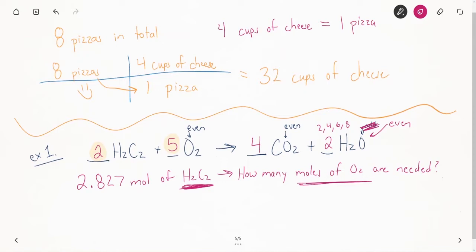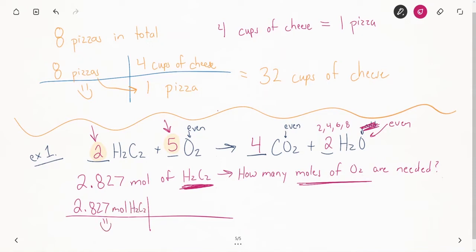But we can know exactly, we can actually do this perfectly. We can use this mole-to-mole ratio, the 2 to 5 ratio, to calculate this. So here, let's just go ahead and do that. Set up our t-table. Our given is 2.827 moles of H2C2, smiley face down below.